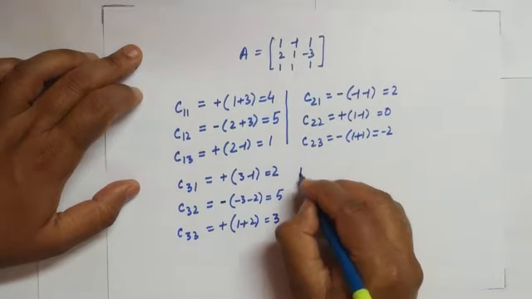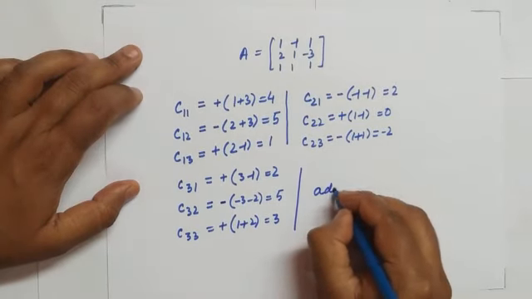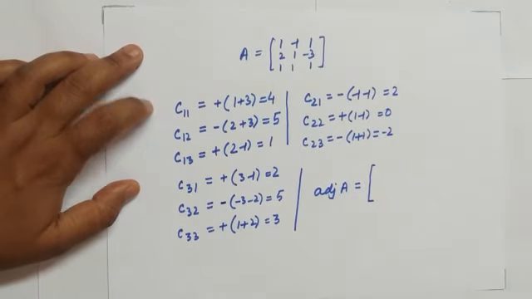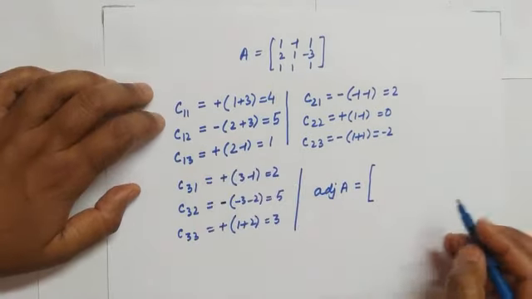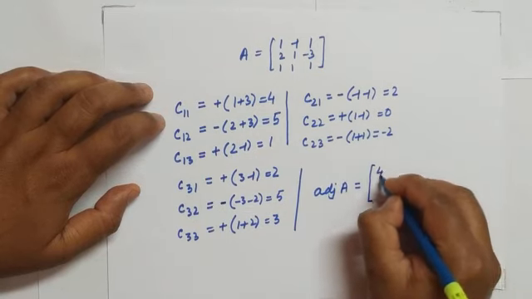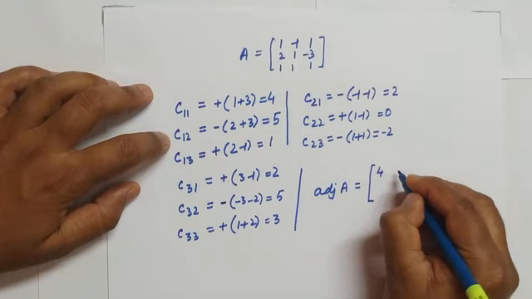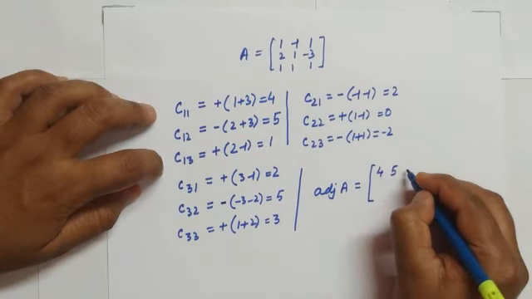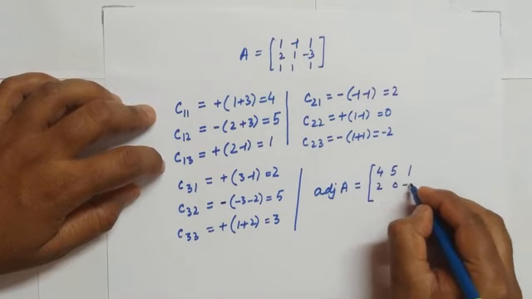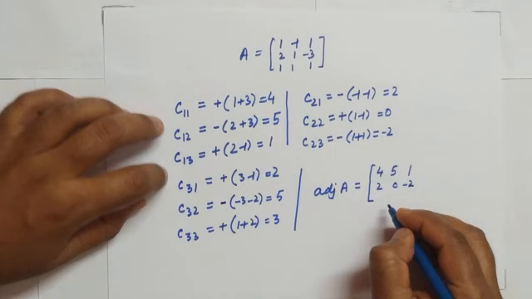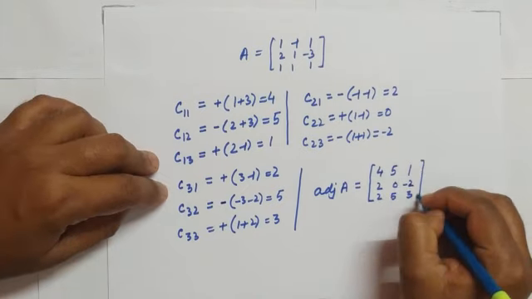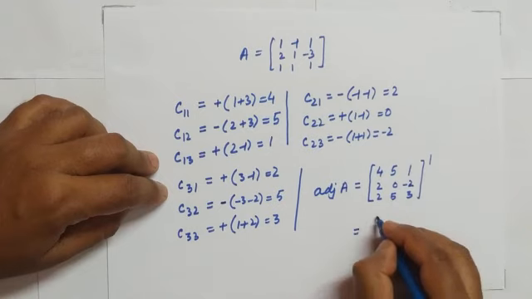Now we find the adjoint of A. The adjoint of A is equal to the transpose of the matrix of cofactors. C11 is 4, C12 is 5, 1, C21 is 2, 0, minus 2, and 2, 5, 3. Now transpose this, and you will find the adjoint of A.